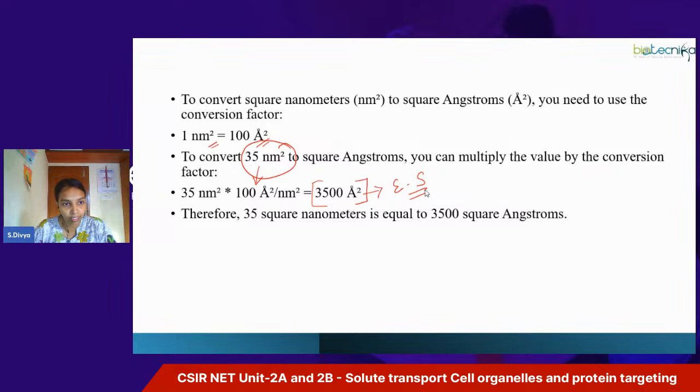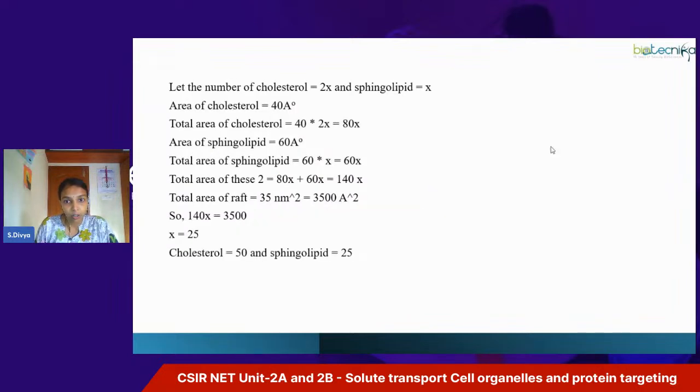Now let's move on to the calculation. You remember we had mentioned in the question a 2:1 ratio. So let's consider the number of cholesterol as 2x and sphingolipid as x. Already, the area of cholesterol is given as 40 angstrom, that is the surface area. So if you consider the total area of the cholesterol, just 40 into 2x. So what you are going to get? 80x. Similarly, the area of sphingolipid is already given in the question as 60 angstrom.